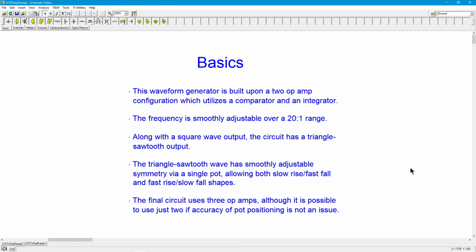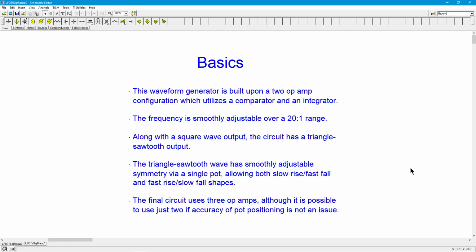Now, there are simple circuits you can create where you can adjust the symmetry, but when you do it, the symmetry changes, but the frequency also changes. So with this circuit, you dial in a frequency, and then you dial in your symmetry. Completely separate. So you have 2 simultaneous outputs, a square wave output and a triangle sawtooth combo output.